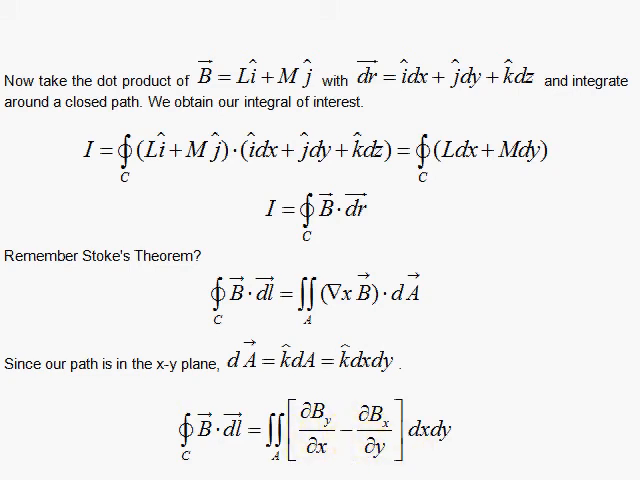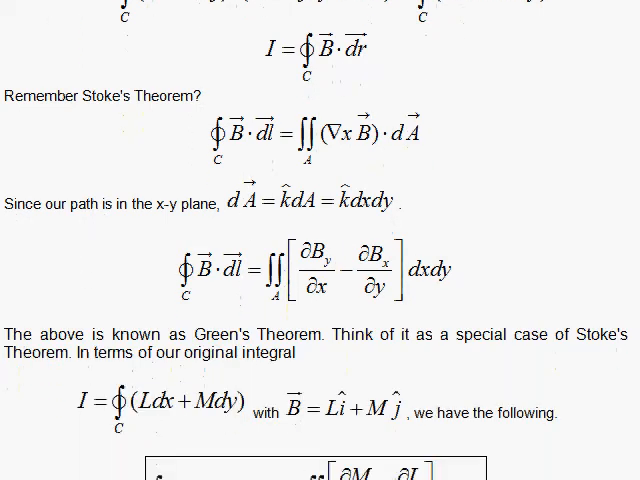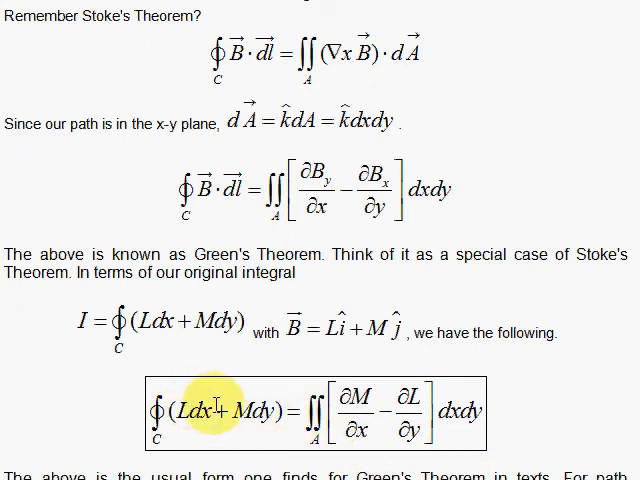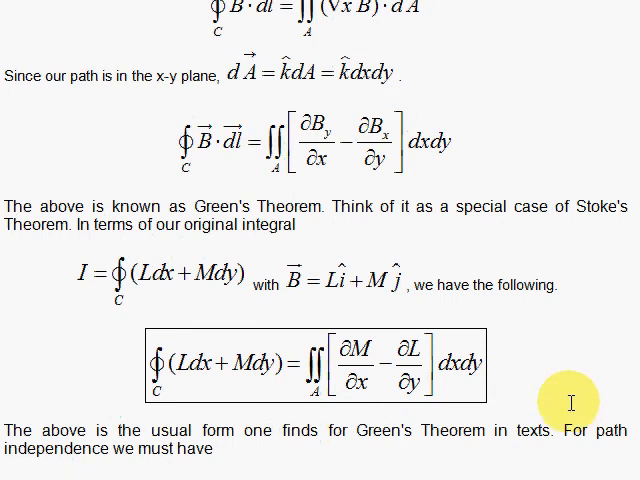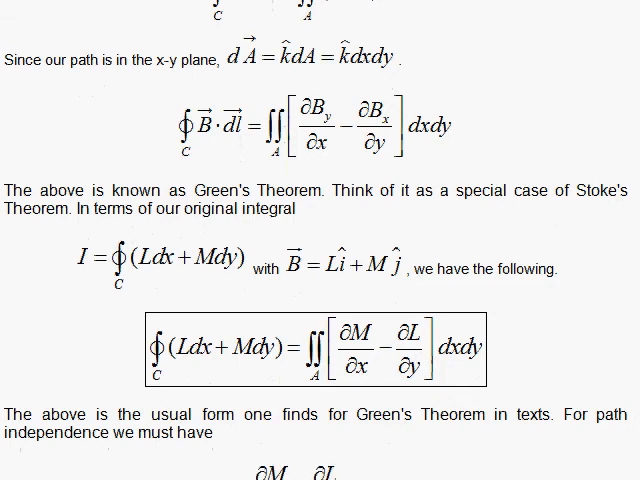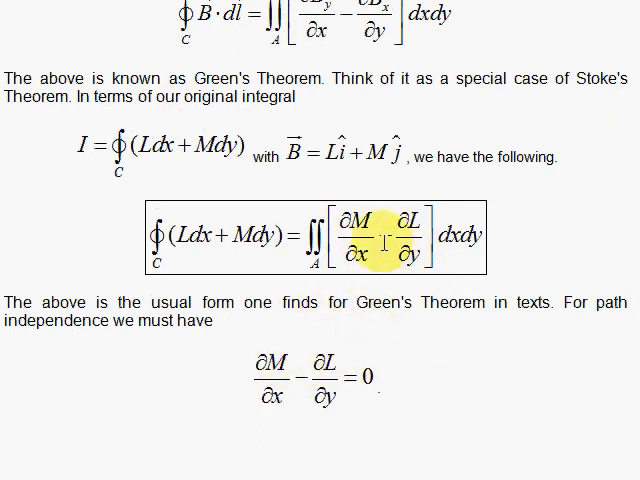Then once we have this result, we're going to make a connection with what we have for the L and the M. See, by is nothing more than M, and bx is simply L. So if we do that, the partial of by, that's your M, with respect to x, and then your bx is your L. Well, this is Green's theorem, which I have boxed off here for you. To make sure that our integration is path independent, that if I come around a closed path I get 0, I demand that this vanish.